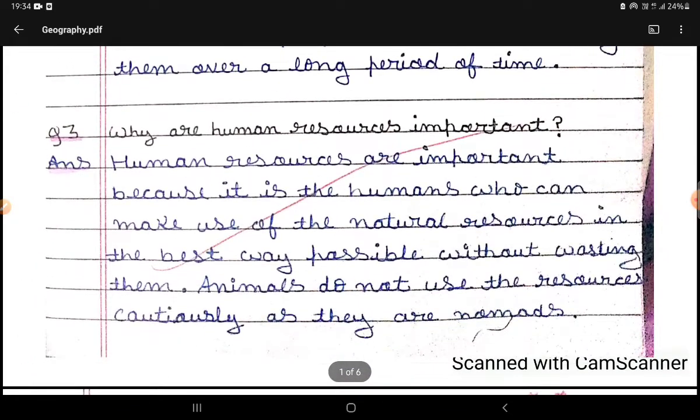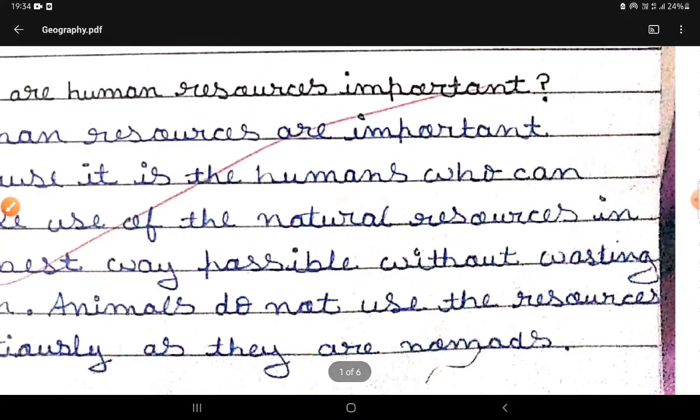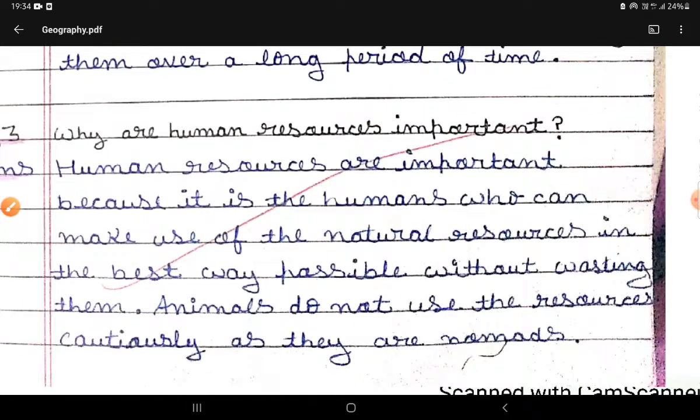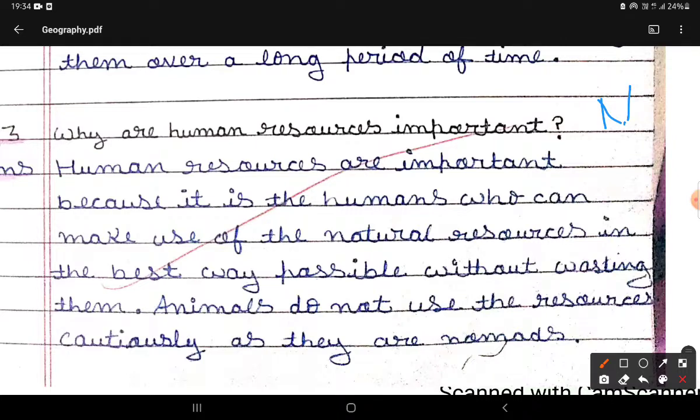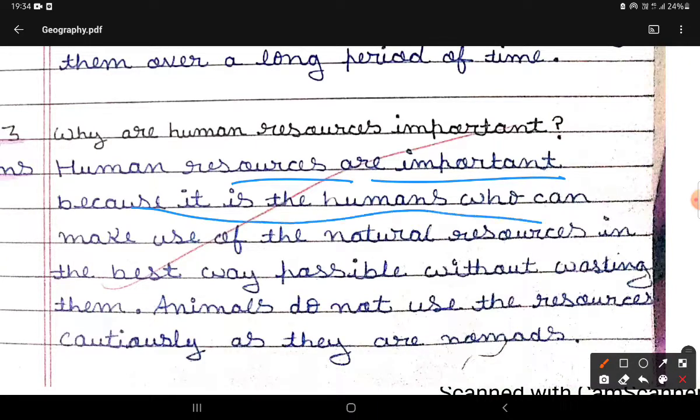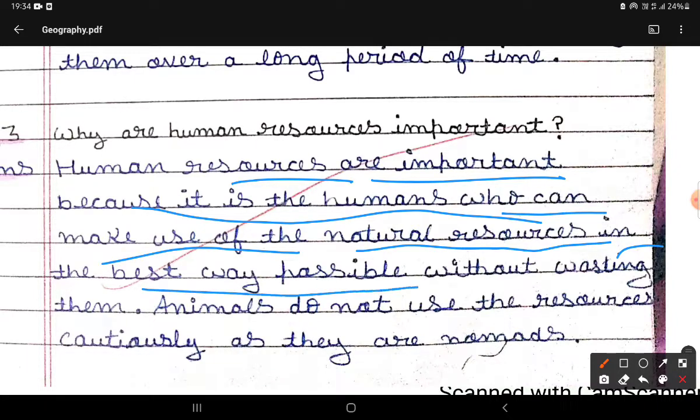Okay, why are human resources important? So there were three resources, as you all know. First was natural resource, second was human made resource, and third was human resource. So human resources are important because it is the humans who can make use of natural resources in the best way possible without wasting them.